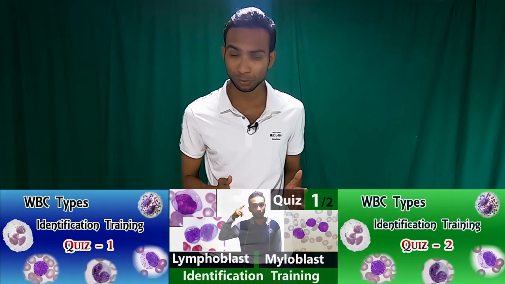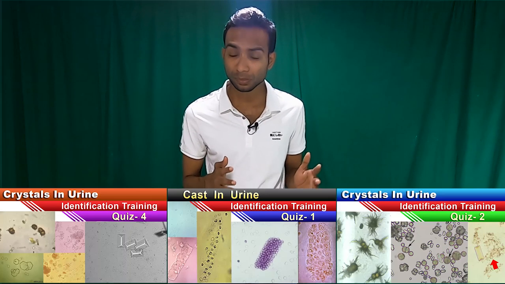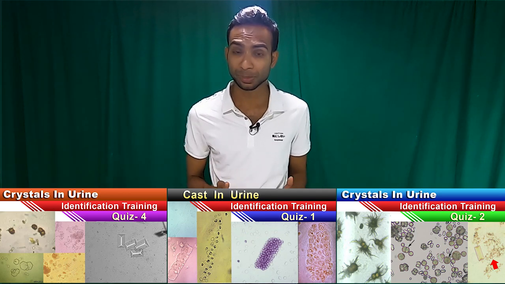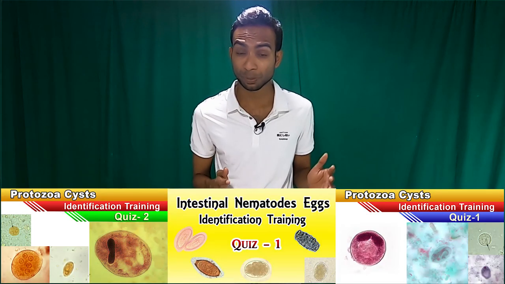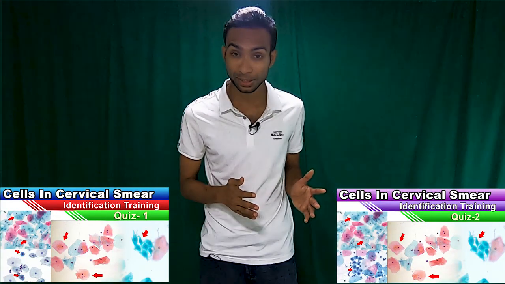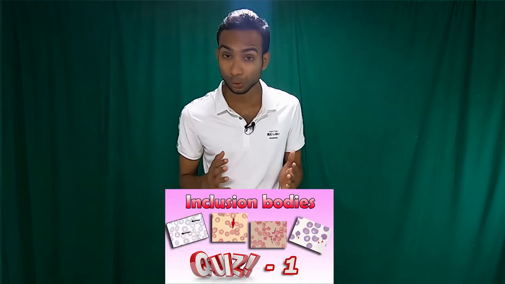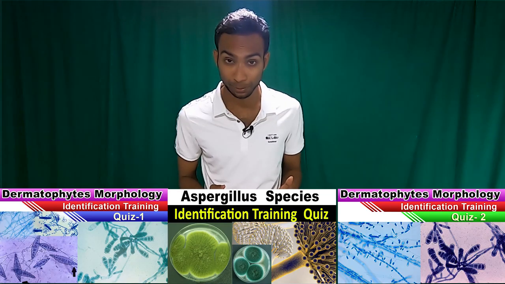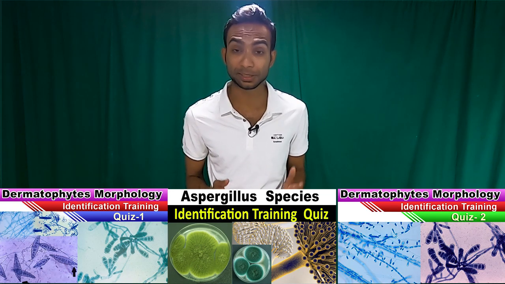I already designed quiz videos not only about blood cells but also about urine sediments such as crystals, also parasitology eggs and cysts, also cervical epithelial cells, Negri bodies, inclusion bodies, medically important fungi species, etc. You can click the link and see my previous quiz videos, and this is my final quiz video about immature white blood cells identification. So let's start this.